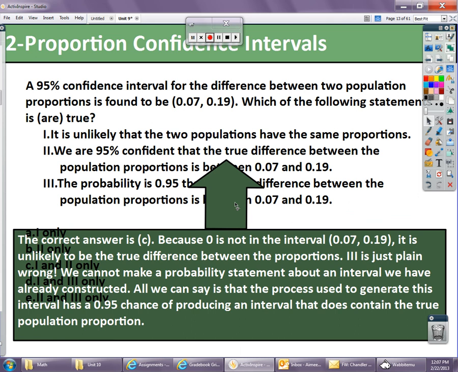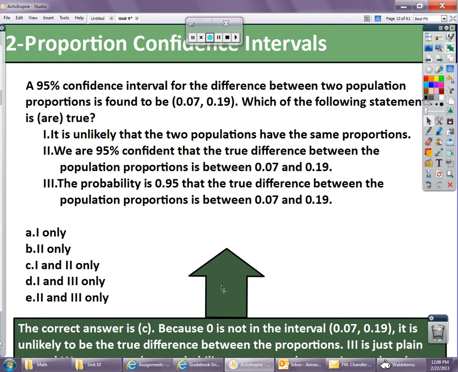Okay, the answer to this problem was C. The correct answer, because 0 is not in the interval, it is unlikely to be true that there is no difference between the two proportions. Choice 3 is just plain wrong, it's not a probability, and you cannot make a probability statement with an interval. So in this case, the correct answer was C.